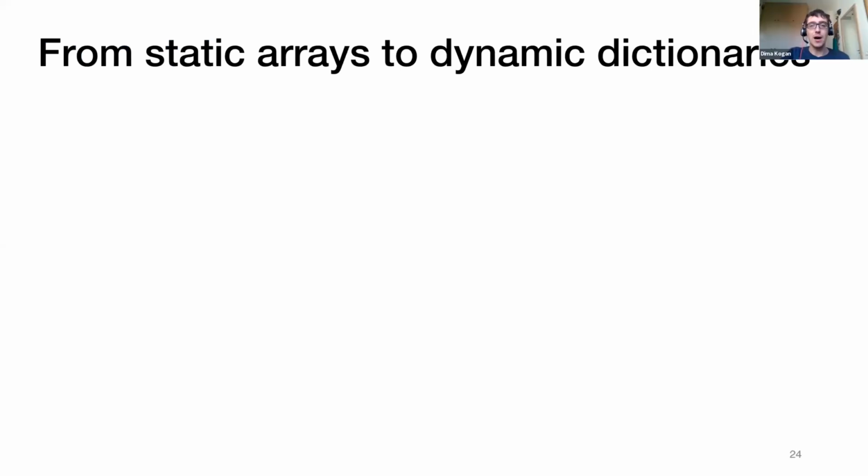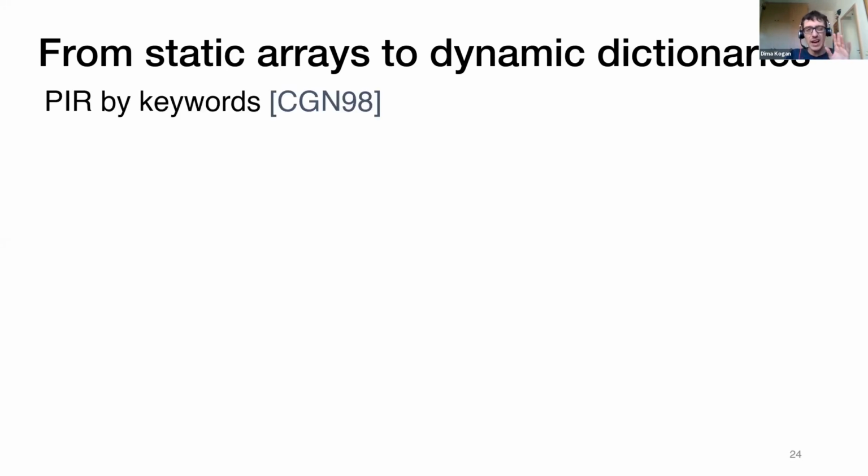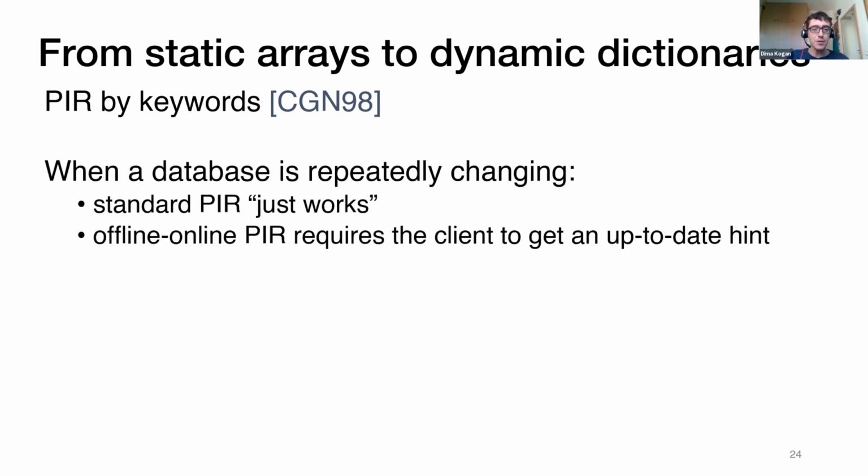Okay, let's now see how we move from this very simplistic scheme that allows lookups into arrays of bits to handling dynamic dictionaries and block lists, which we were interested in. The first part, moving from arrays to static dictionaries, turns out to be not that difficult. You can use some data structure and hashing ideas, and for PIR there's a technique called PIR by keywords that allows you to do this. The second problem, supporting dynamic databases, is a bit more tricky.